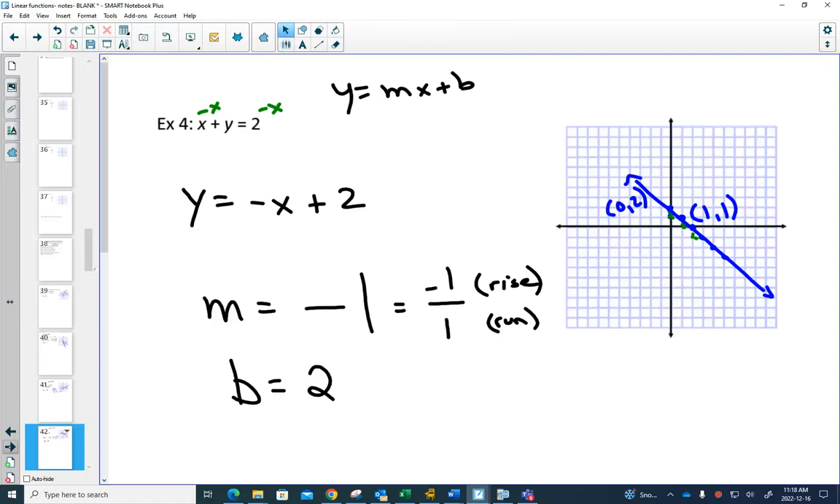Again, what you have to be able to do is switch. What we're trying to do here is switch from equation to graph. Sometimes we switch from equation to table of values to graph. Sometimes we switch from equation to points to graph. And now we're trying to go from the equation right away to the graph, and we can do that by using the slope and the y-intercept.